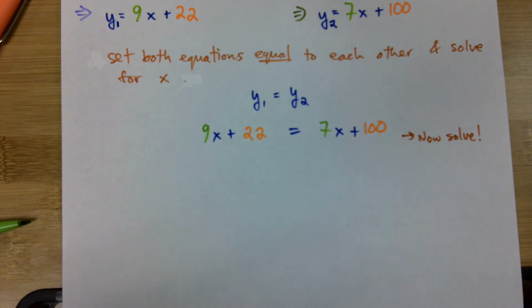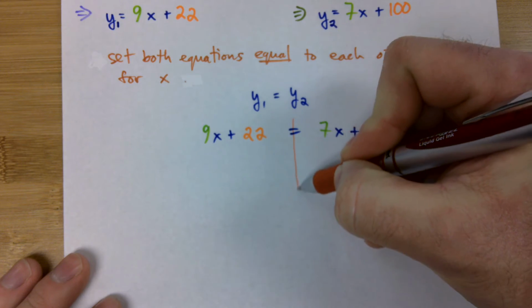So, what's the very first thing we're going to do when we solve this equation here? Jordan, what's the first thing we want to do? Draw the line. Beautiful, thank you. We're going to draw a line through our equal sign. We're going to split this up.